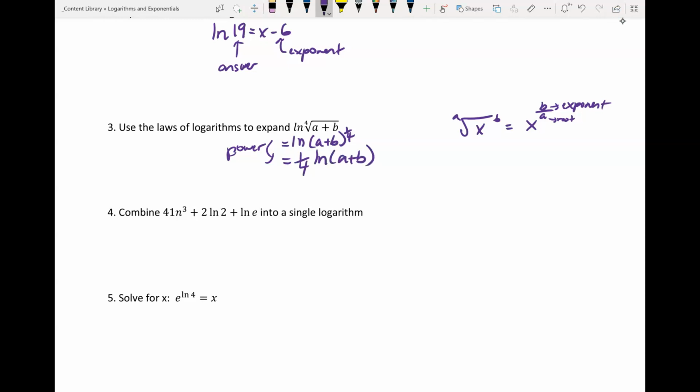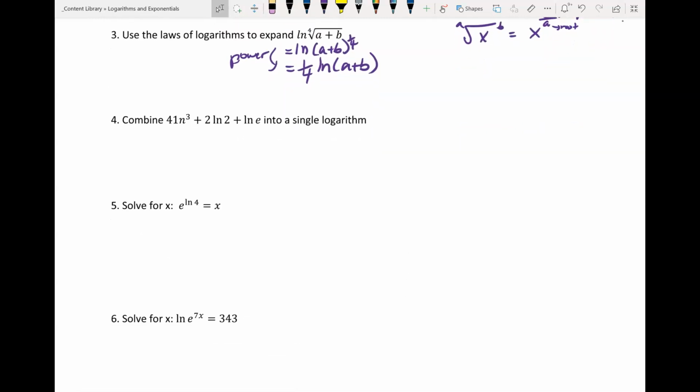And at this point, I'm done. I can't go any further. Do not try to expand ln(a + b) to ln a + ln b, because that is not your product law at all. You cannot try to expand any further than this.